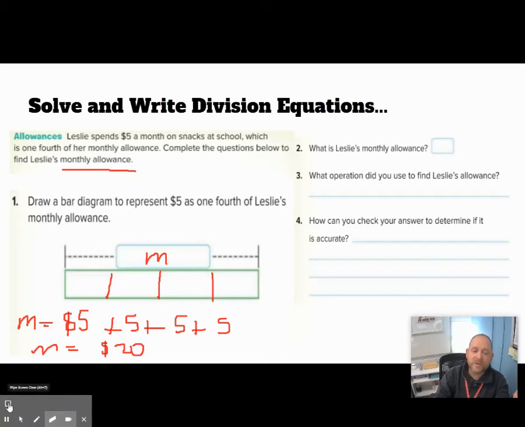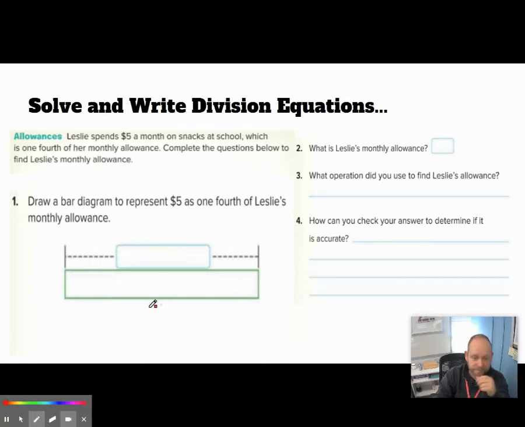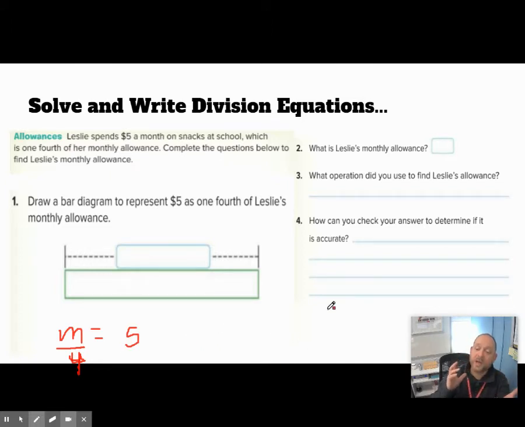The other way that you can figure this out is, of course, by using a simple equation. M, again, is what I'm looking for. And I know that if I take M and divide it into 4 equal parts, which is what I just did up there, each one of those equal parts equals $5. So now I have this as an equation. I have my expression over here, M over 4, or M divided by 4, and I know that equals $5. That gives me my equation.